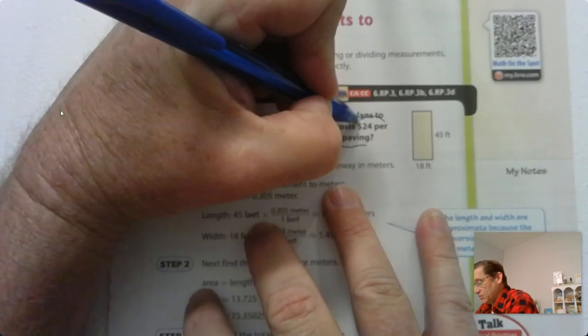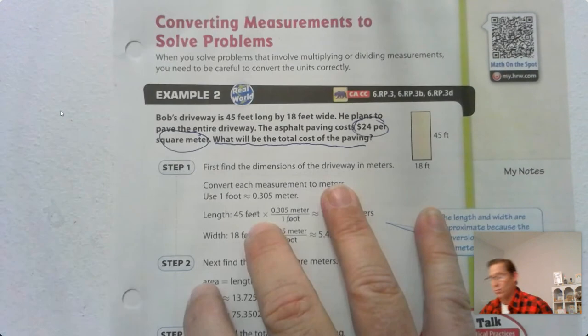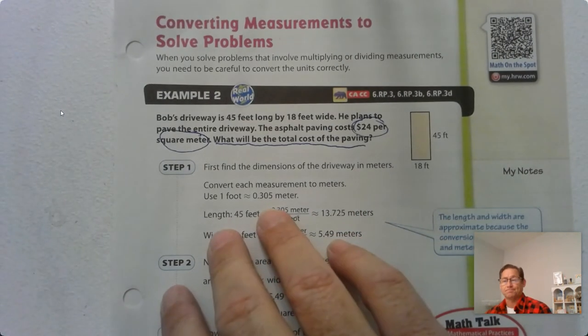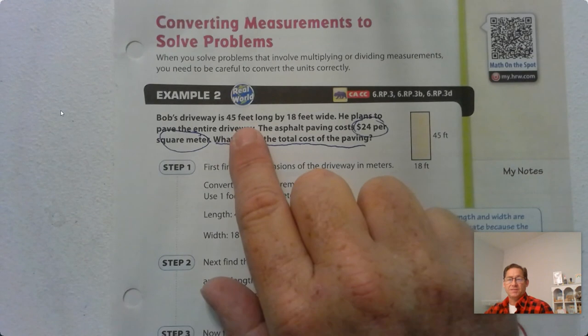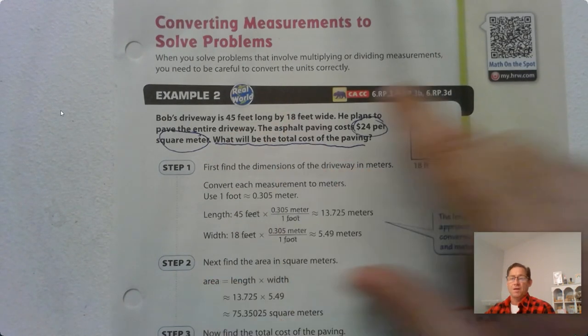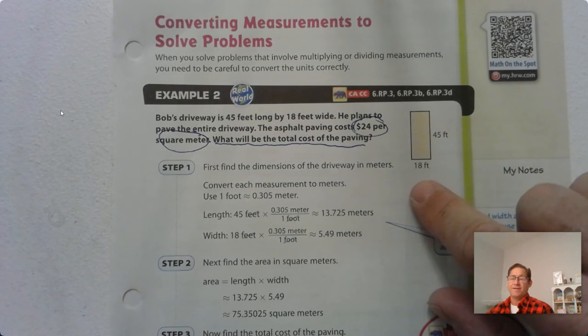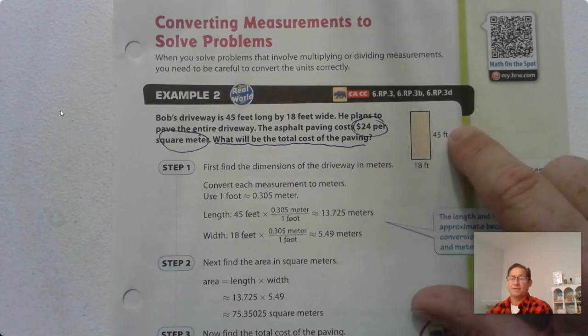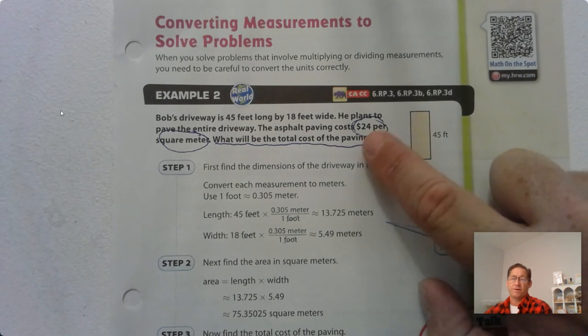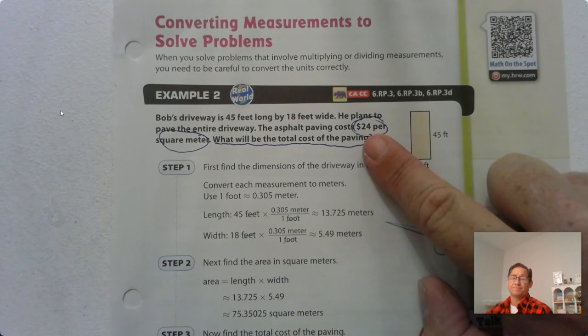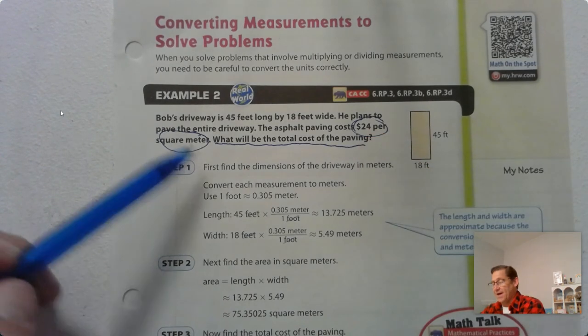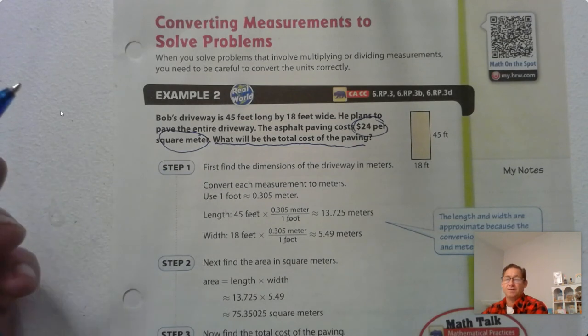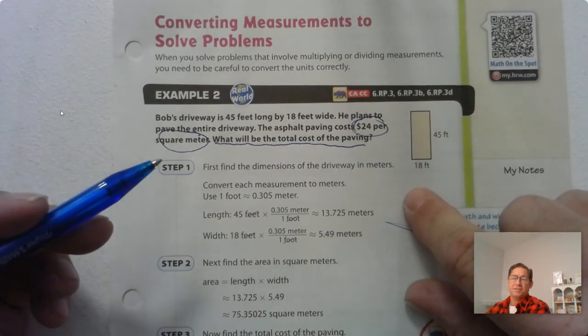What will be the total cost of the paving? Okay, well, they tell us that it's $24 per square meter. Well, that's a problem because we got our measurements in feet. So if I find the area of this, I'm going to have square feet. I won't be able to find out how much $24 per square meter is unless I convert the feet to square meters or I convert the $24 per square meter into square feet. So let's look at here. Step 1, find the dimensions of the driveway in meters. Okay, so we want to change these dimensions to meters.